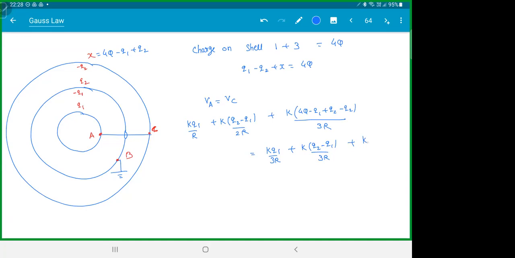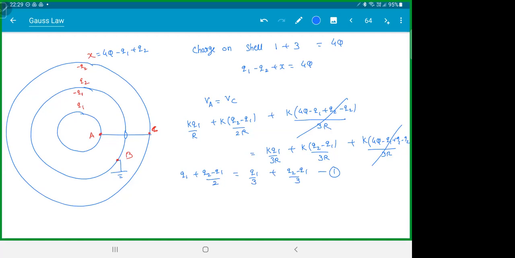The outside point is always full actually. Everything is 3R only. Q1 plus Q2 minus Q2 by 3R. This guy will always cancel off. K and R will cancel off. You are stuck with Q1 plus Q2 minus 1 by 2, Q1 by 3, Q2 minus Q1 by 3. Equation 1. Agreed?